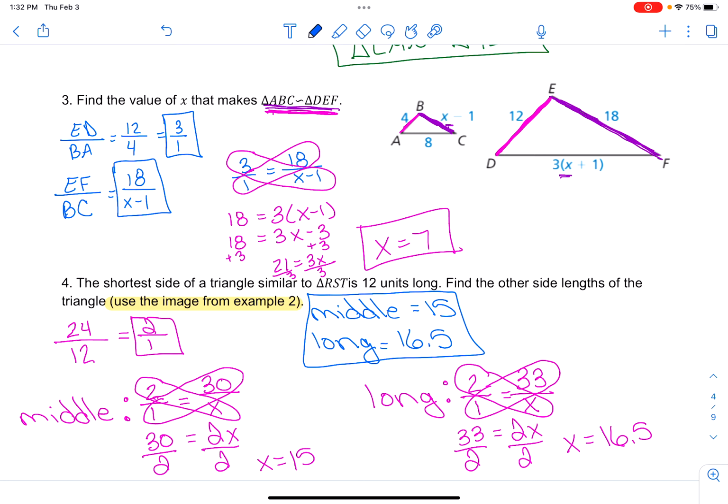Now, we also could have used the concepts of area and perimeter that we covered yesterday, but I felt like just breaking it up into the middle side and the long side using that proportion was a little bit easier than trying to add in all those extra numbers.